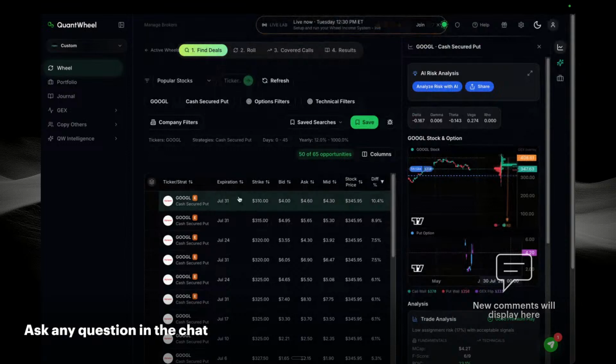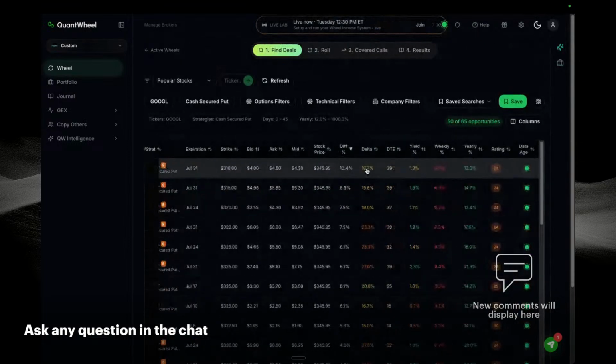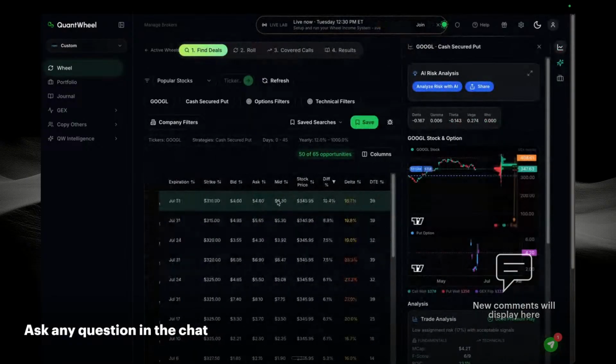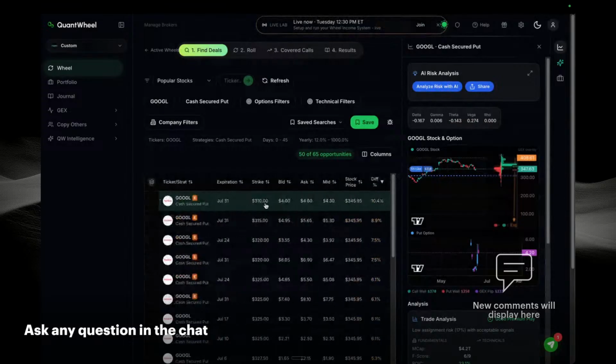And let's say you want to take that trade. That's fine. You go to your broker and you look for strike 310 for expiry on July 31st. And the bid and ask should be between 4 and 4.60. The data is pretty fresh, so it should be pretty accurate.